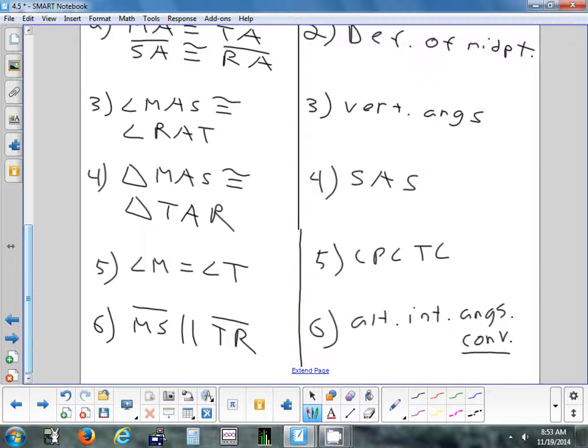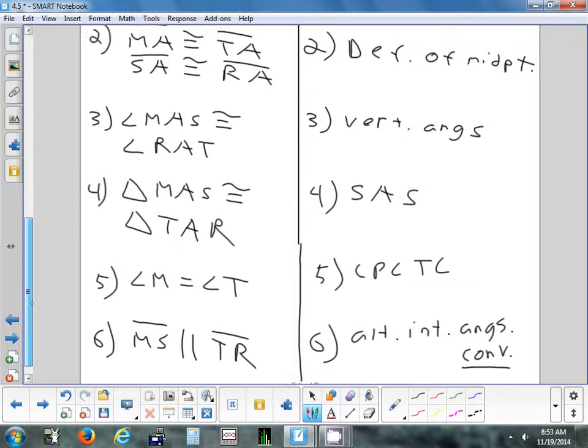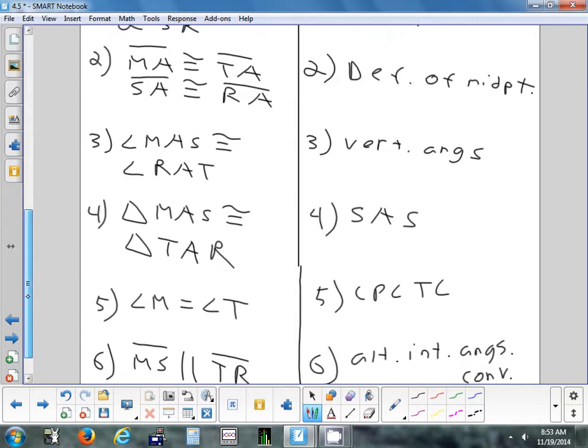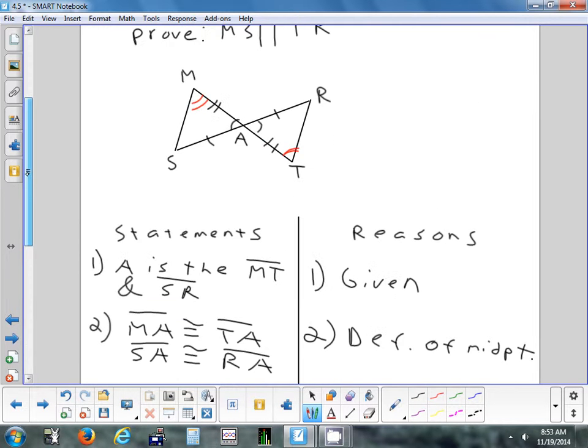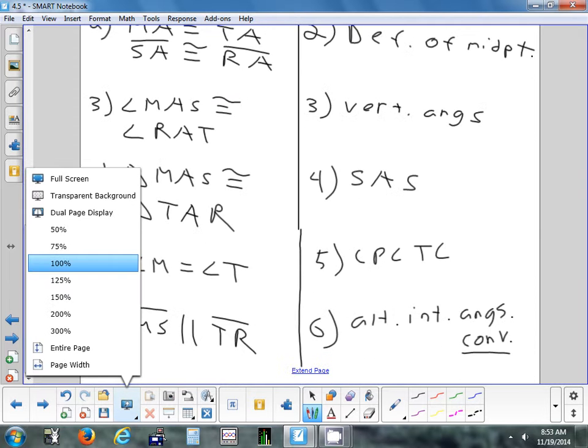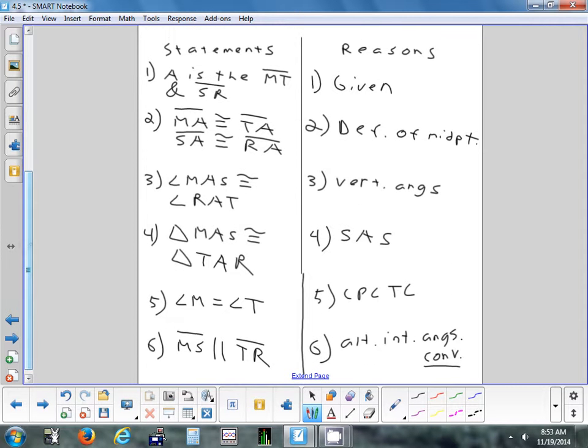So the converse says if alternate interior angles are congruent, then the lines are parallel. We've proved it. And I think that's about as short as you're going to get that proof. That's about it. Okay. Any questions on that proof?